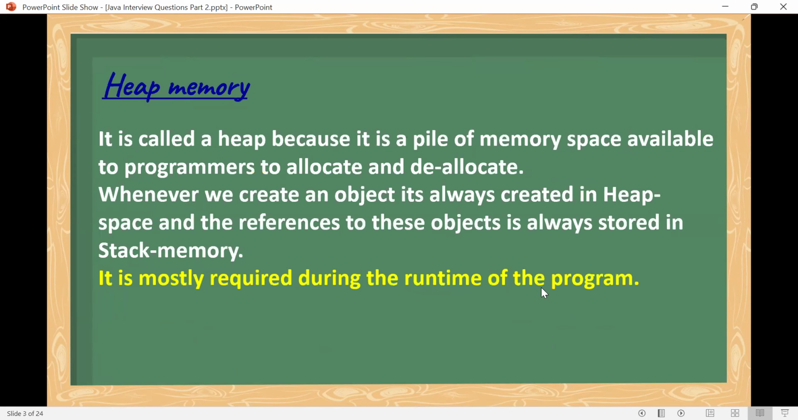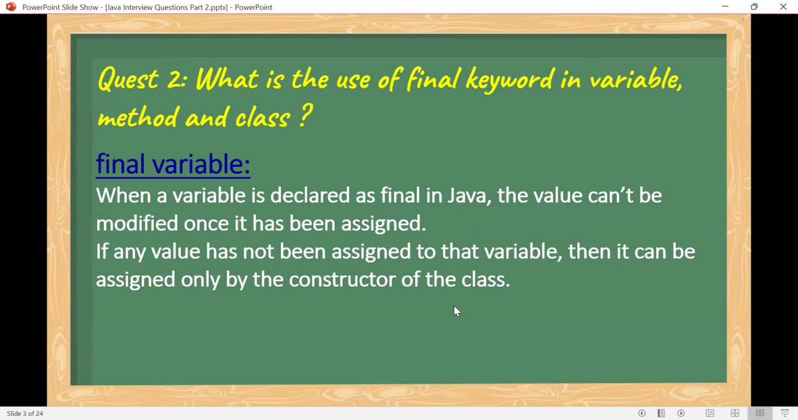Second, what is heap memory? It is called a heap because it is a pile of memory space for the programmers to allocate and deallocate their objects. Whenever you want to create an object, it is always created in the heap space, and its reference is always stored in the stack memory. So it is most required during the runtime of the program.